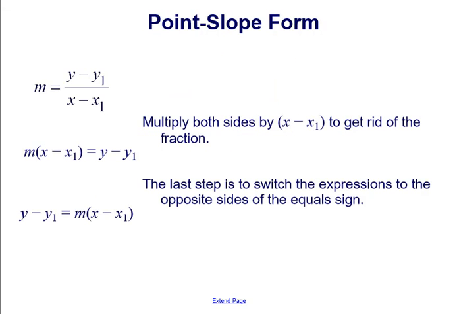So that would give us, right here in this second step, m times the quantity of x minus x1 equals y minus y1. And then our last step is to switch the expressions to the opposite side of the equal sign, so that we would have y minus y1 equals m times the quantity of x minus x1. So even though we haven't solved for y completely by itself, we have reached this point-slope form in our equation, so this is where we're going to stop.